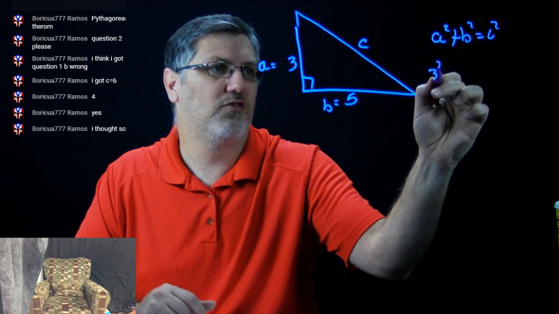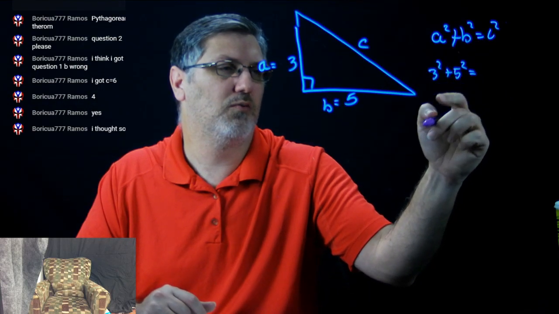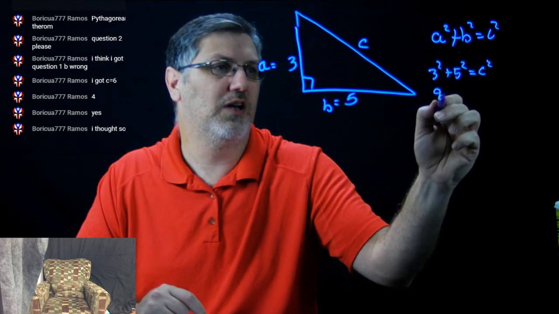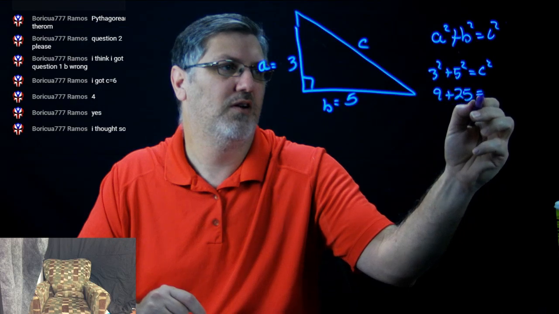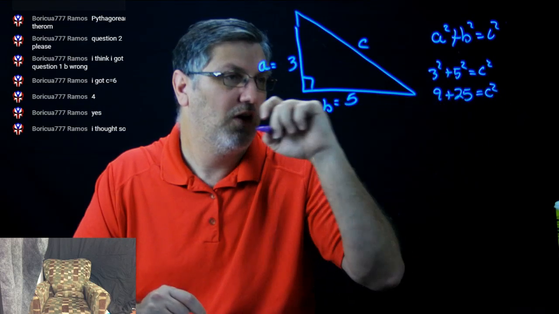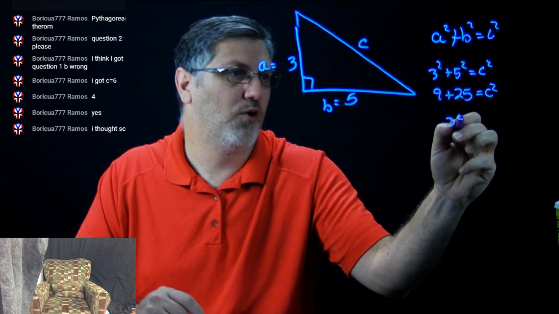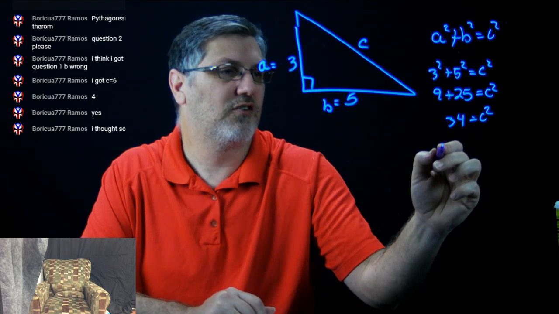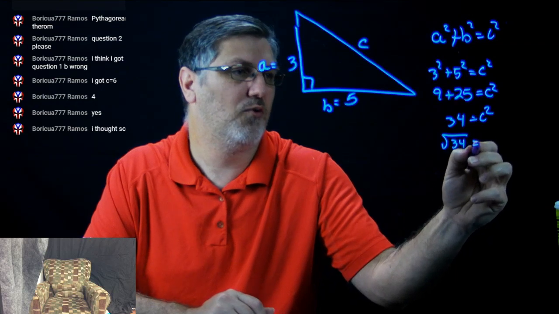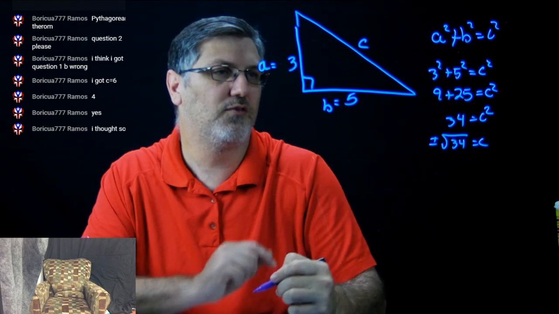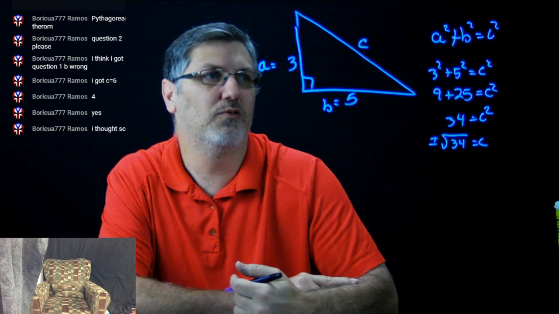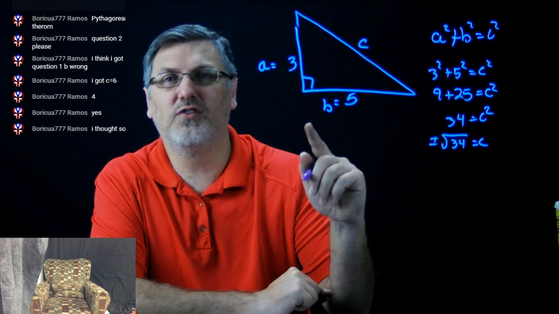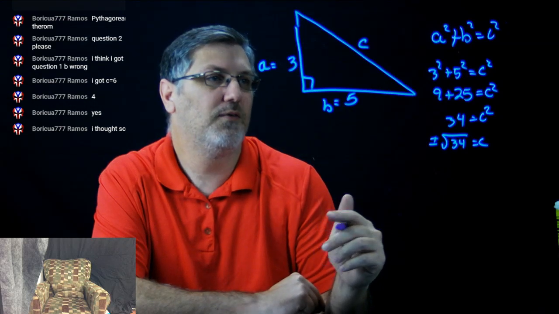So I do 3 squared plus 5 squared, which gives me 9 plus 25 equals c squared. 9 plus 25 is 34. You added wrong. Then you take the square root of 34 equals c, plus or minus, because you have to put the plus or minus in front of the square root. And then from there, decide is it positive or negative, because it's a length, that's positive.